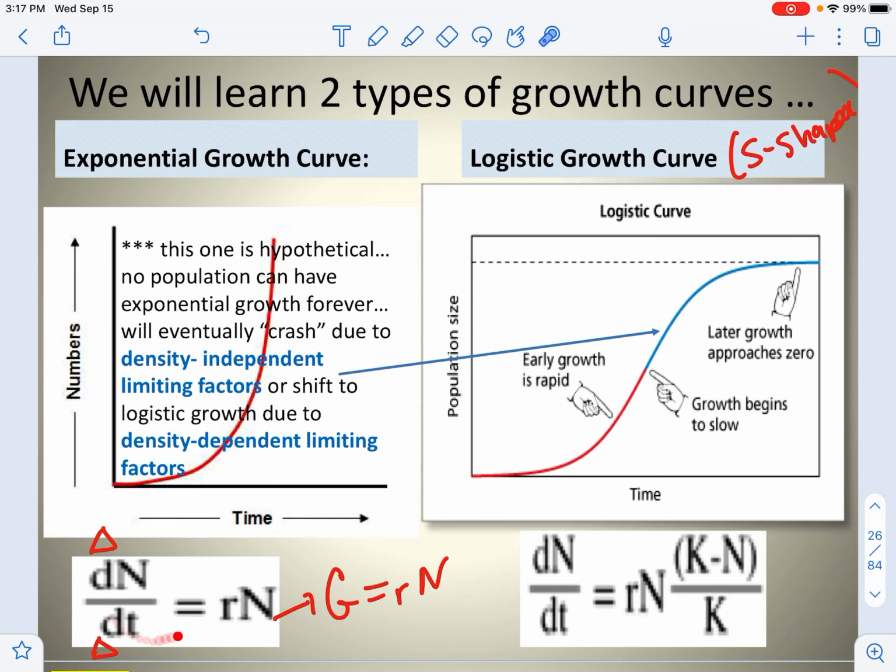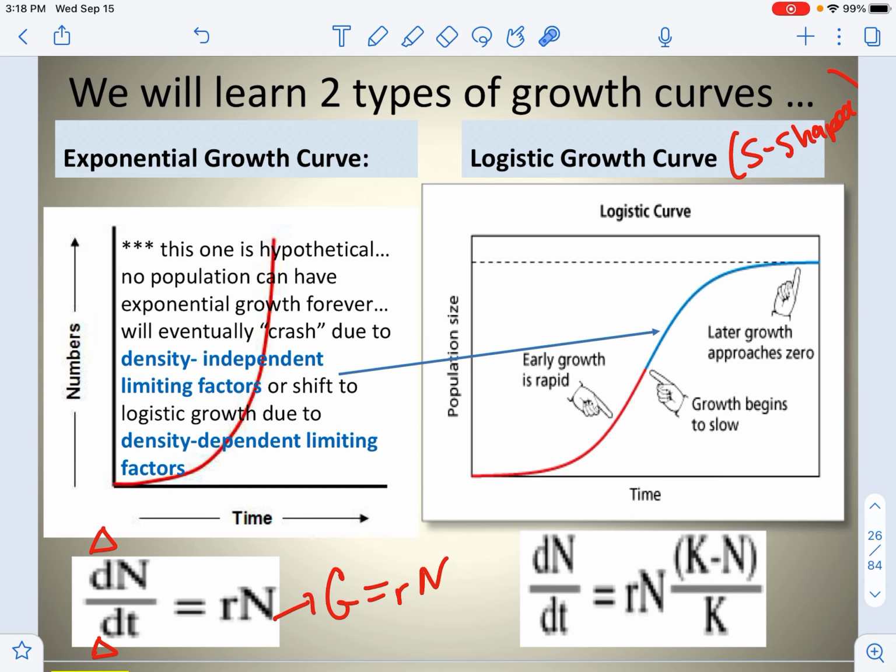But that's how it's written on the AP equation sheet. And so we're going to see R is the rate of increase, and N is the population number, and we're going to learn how to plug things in and plot that. But for now, I just want you to know exponential growth is hypothetical, but this is what populations would do if there were no limiting factors.